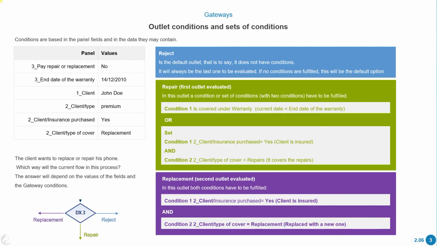The third outlet, replacement, okay, is the second outlet evaluated. In this outlet, both conditions have to be fulfilled. So we have again 2 conditions that have to be fulfilled, okay. The first one, client insurance purchase, yes, okay, the client is insured, and client type of cover, replacement, replaced with a new one. We can see how both conditions are fulfilled. Therefore, the effective outlet in this case will be the replacement one.